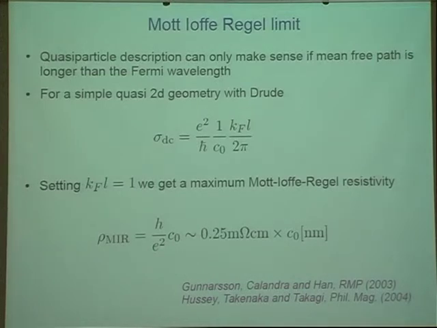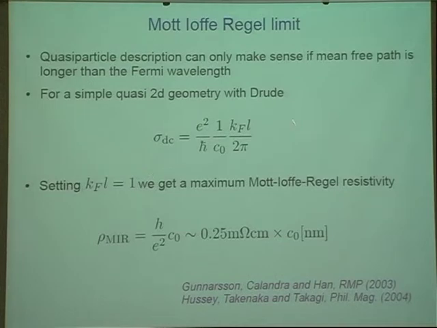So if, for example, I start with the Drude formula, here I took the example of a simple quasi-2D geometry, that's the expression for the conductivity. Basically that's the interplane distance, the Fermi momentum here, and the mean free path here. So the limit where things stop making sense is more or less when this condition is fulfilled, that k_F times l, the mean free path, is shorter than the Fermi wavelength.